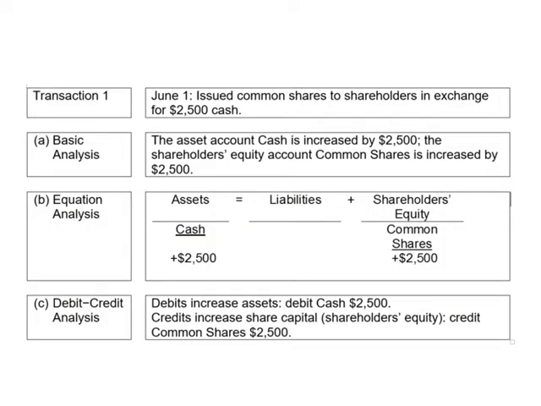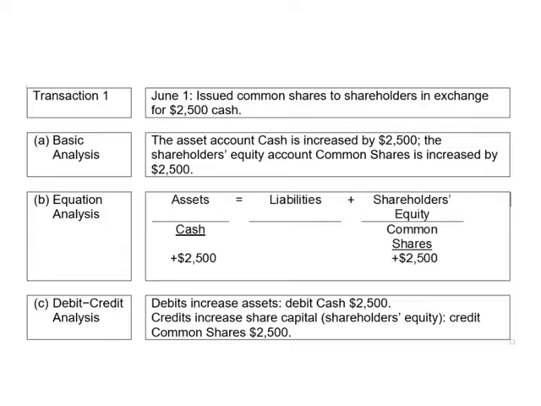As an example, if a company issues common shares in exchange for cash, what we call basic analysis, which was mentioned on that very first slide in the 6 steps, is a simple verbal description of what happens when we do this. When we issue shares, our cash increases, and shareholders' equity, specifically the common shares account, also increases. Under equation analysis, we place the amounts underneath the category that they impact. So here we see cash increases $2,500 and shareholders' equity increases $2,500. This keeps our accounting equation in balance.